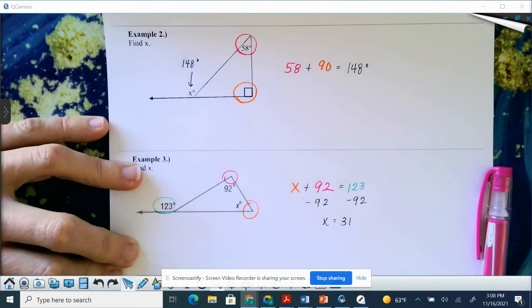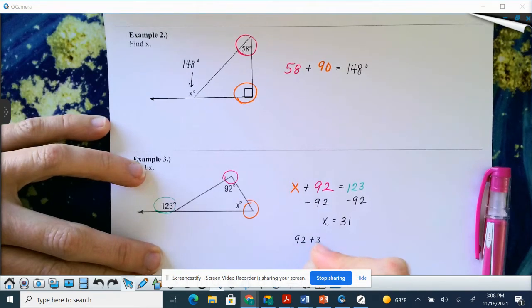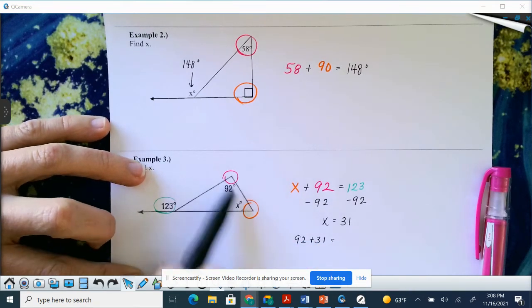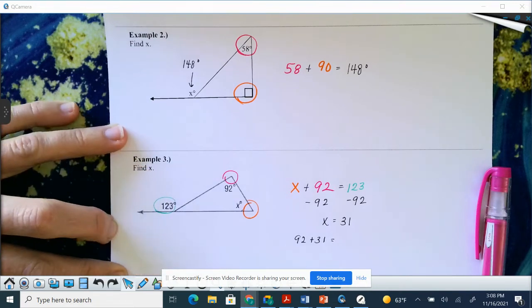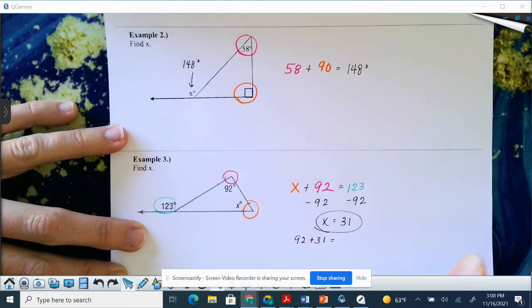And the way you could check it if you wanted to is 31 plus 92. So 92 plus 31, because that's what it says. The two non-adjacent added together should give me our exterior. So 92 plus 31 does indeed give us 123. So we did it right. So X is going to equal 31.